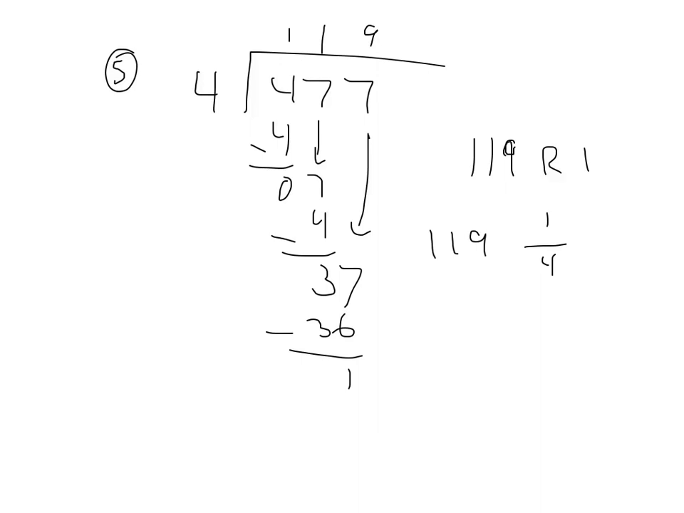So 119 and 1/4. So if you plug that in your calculator and you do 477 divided by 4, you get 119.25, right? So the calculator gets you 119.25. Well, what is 1/4 actually equal to as a decimal? 0.25, right? So just so you know, that's what a remainder means.